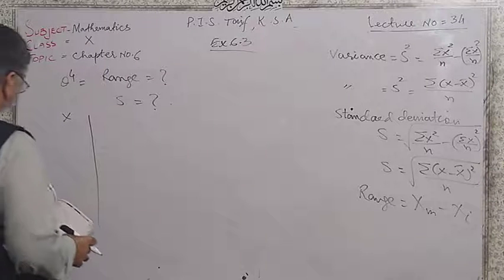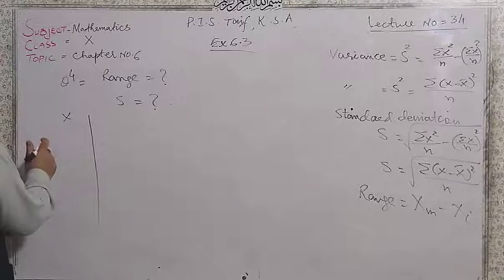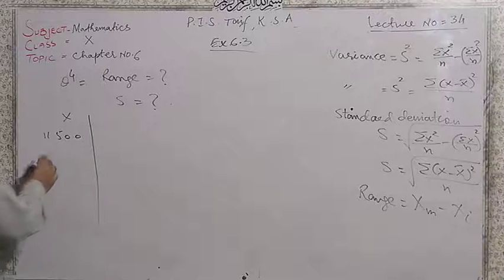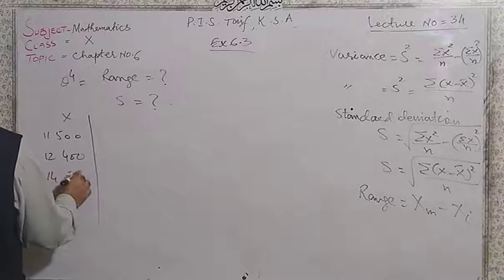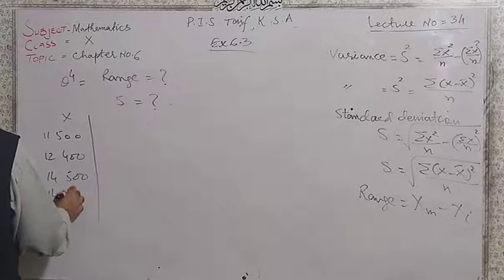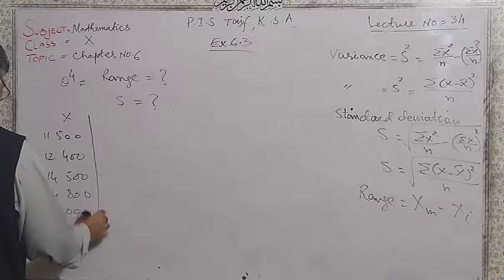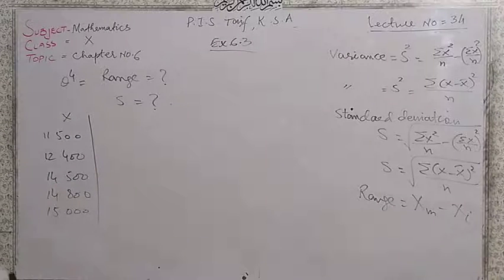Find the range. So first of all, we will find the value of x. 11,500, 12,400, 14,500, 14,800 and 15,000. Remember that this is the column x.